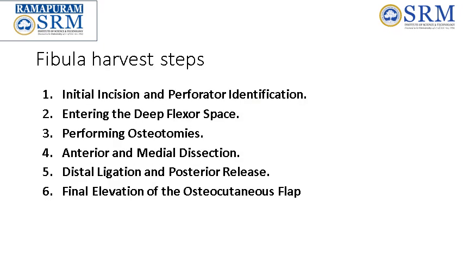Fibula harvesting steps. We start with the initial incision with the skin paddle, identifying the perforator, then deeper dissection to enter the flexor spaces, followed by medial and distal osteotomies. Then we do the anterior and medial dissection, followed by identification of the pedicle and ligation of the pedicle, followed by posterior release. The final step is the elevation of the osteocutaneous flap and closure.